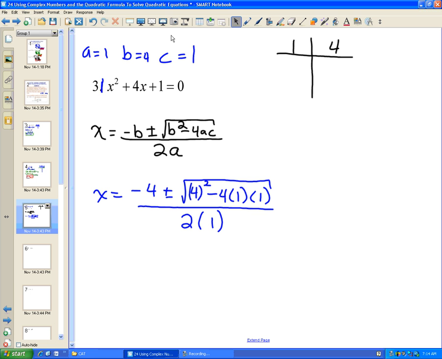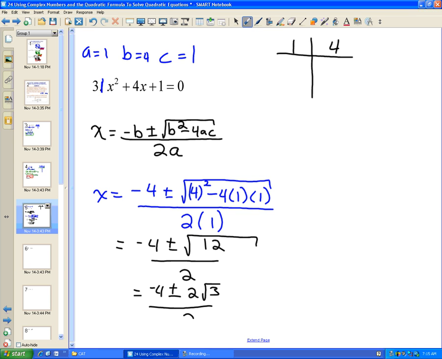Now let's go ahead and simplify these numbers. This is negative 4 plus or minus the square root of, well, 4 squared is 16. 4 times 1 times 1 is 4. So this is going to be 16 minus 4, which is 12. 2 times 1 is 2. So this is negative 4 plus or minus the square root of 12, which is the square root of 4 times the square root of 3. The square root of 4 is 2. So this is 2 square root 3 over 2.